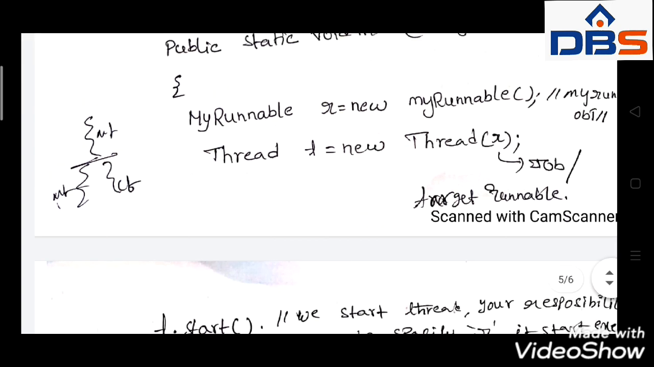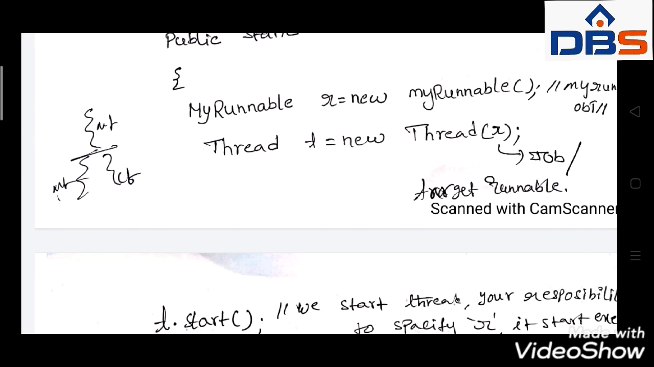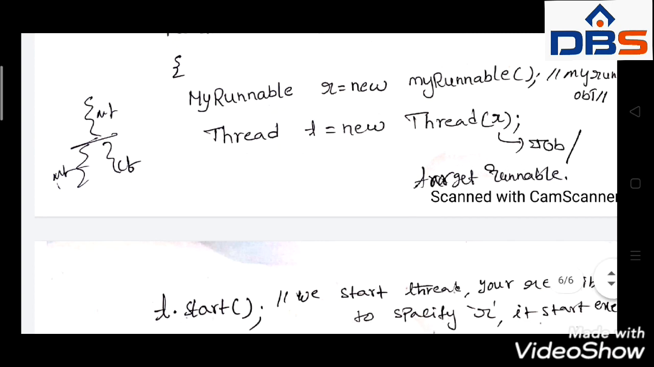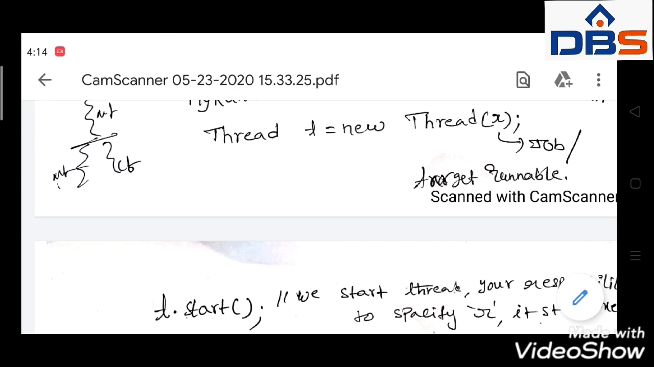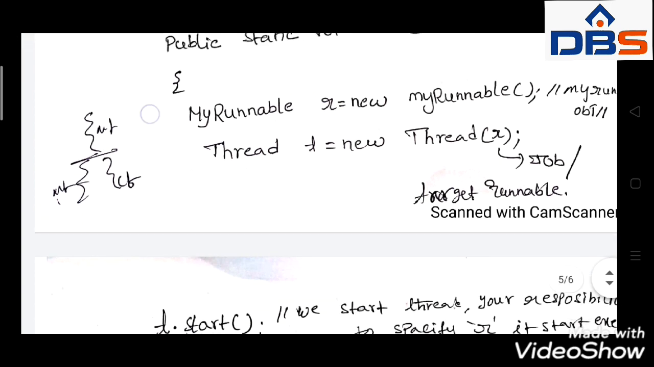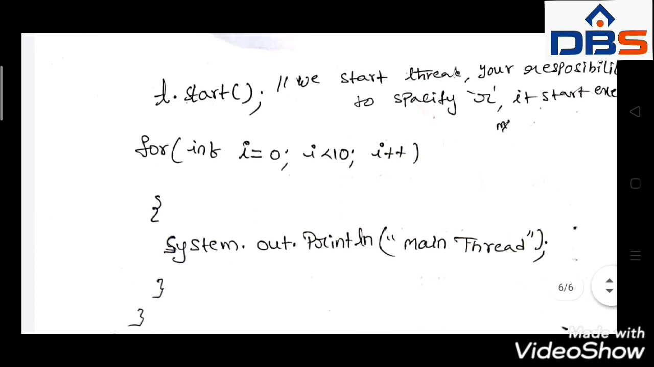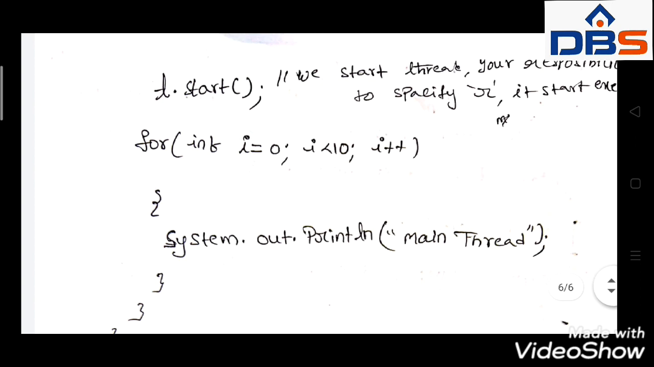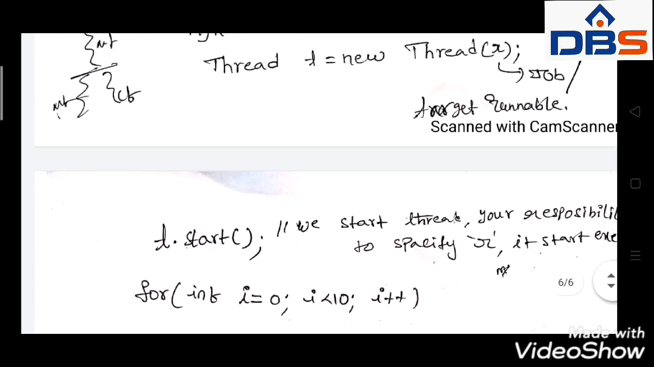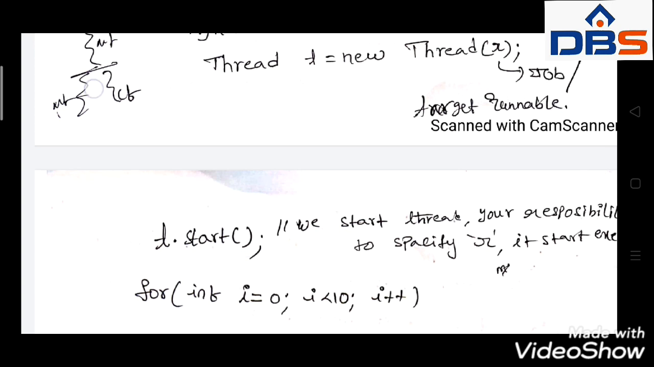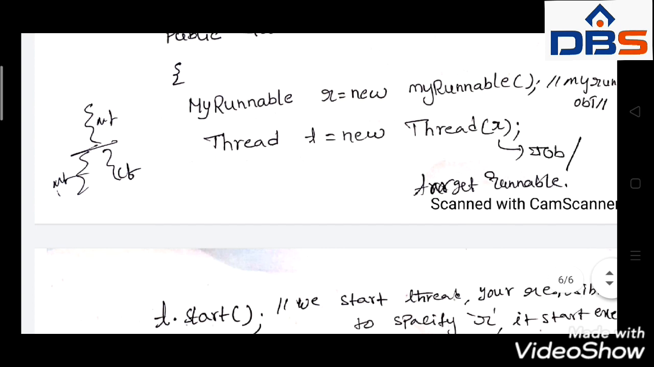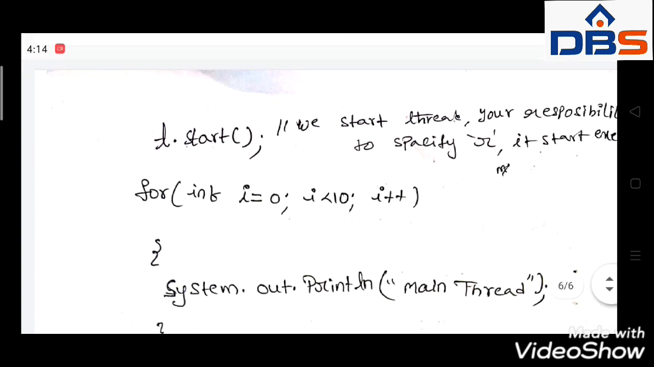When the compiler comes here, up to this point it creates one thread, that is the main thread. When the controller comes to this point, the t.start method, it automatically runs it, and now it creates two threads. One is the main thread and the second one is the child thread.